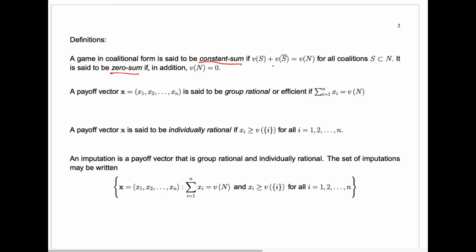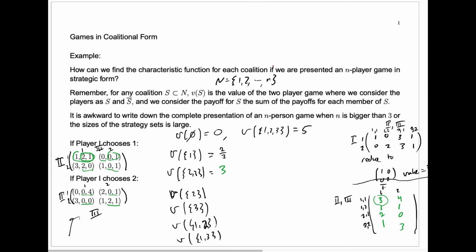If we look at the game above here, we see it's not a constant sum game precisely because of what we were discussing. The value for the coalition containing just player 1 is 2/3, and the value for the complement, players 2 and 3, is only 3. Their sum is 3 and 2/3, which is certainly less than the value of the grand coalition.